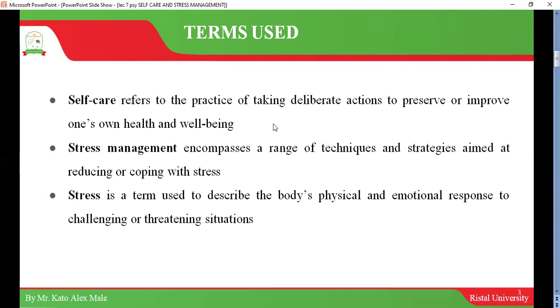Then stress management encompasses the range of techniques and strategies aimed at reducing or coping with stress. You're trying to reduce or manage stress. Those are the techniques. Then stress as a term is used to describe the body's physical and emotional response to challenging or threatening situations. We are going to see the effects of stress and how we can manage it.